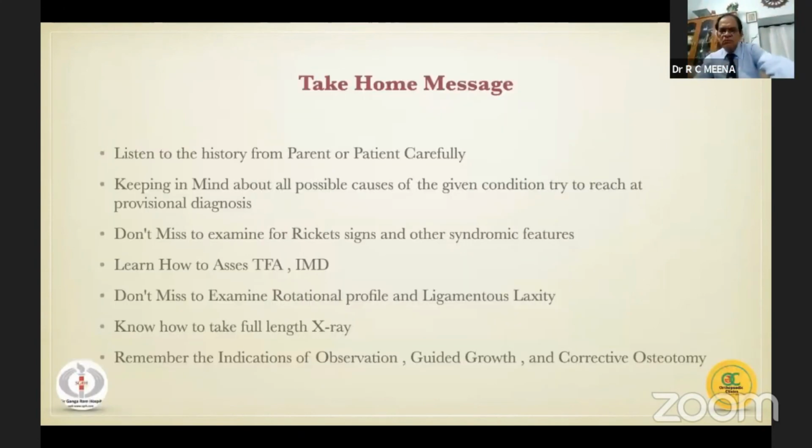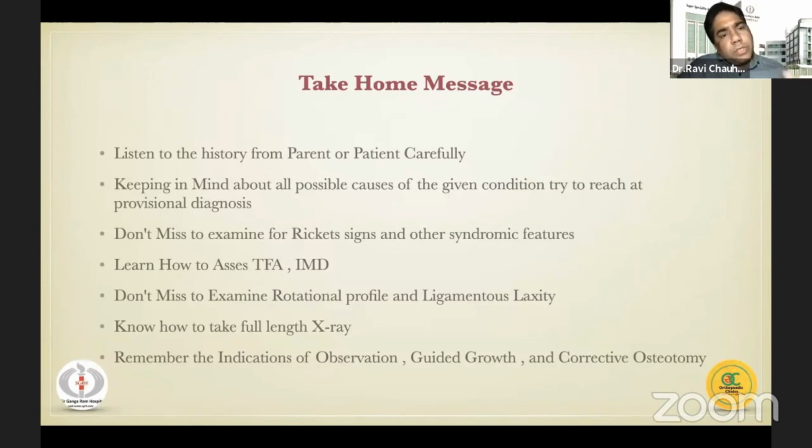So my take home message after this discussion, for the postgraduates, is: listen to the history from the parent or the patient carefully. Keeping in mind all the possible causes of the given condition, try to reach a provisional diagnosis. Don't miss examining for the rachitic signs and other syndromic features. These are most important. The examiner can catch you if you have not examined the patient from head to toe. Learn how to assess tibiofemoral angle and intermalleolar distance. Don't miss examining the rotational profile and ligamentous laxity features.